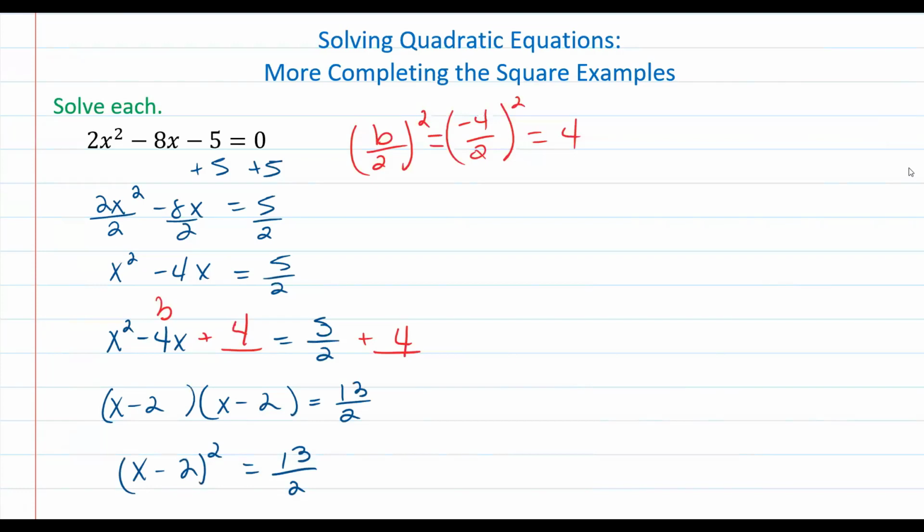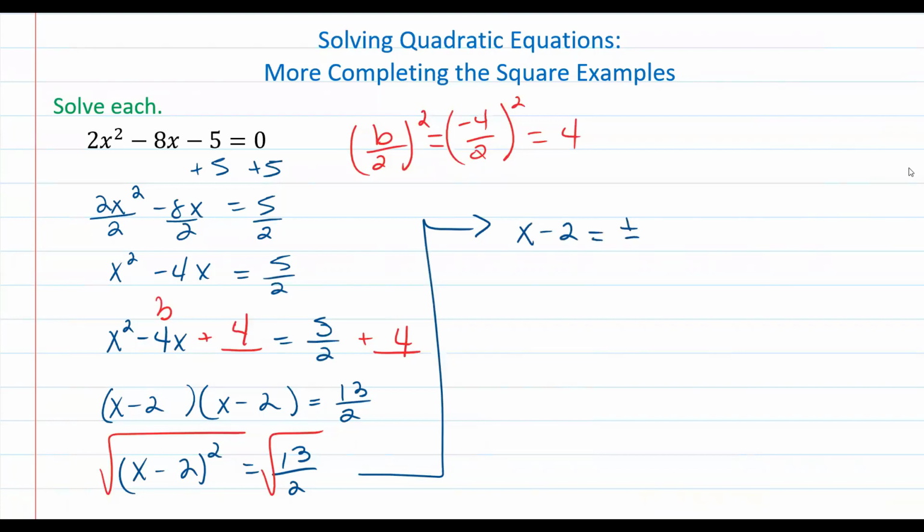What we now need to do is finish the process for solving. So the next step is actually to take the square root of both sides. So then what we have is x minus 2, because the square and the square root undo each other, equals, now don't forget the plus or minus. We always include plus or minus anytime we are square rooting as a process to solve an equation. We're going to have that on the right side in this case, and it's going to be the square root of 13 over 2.